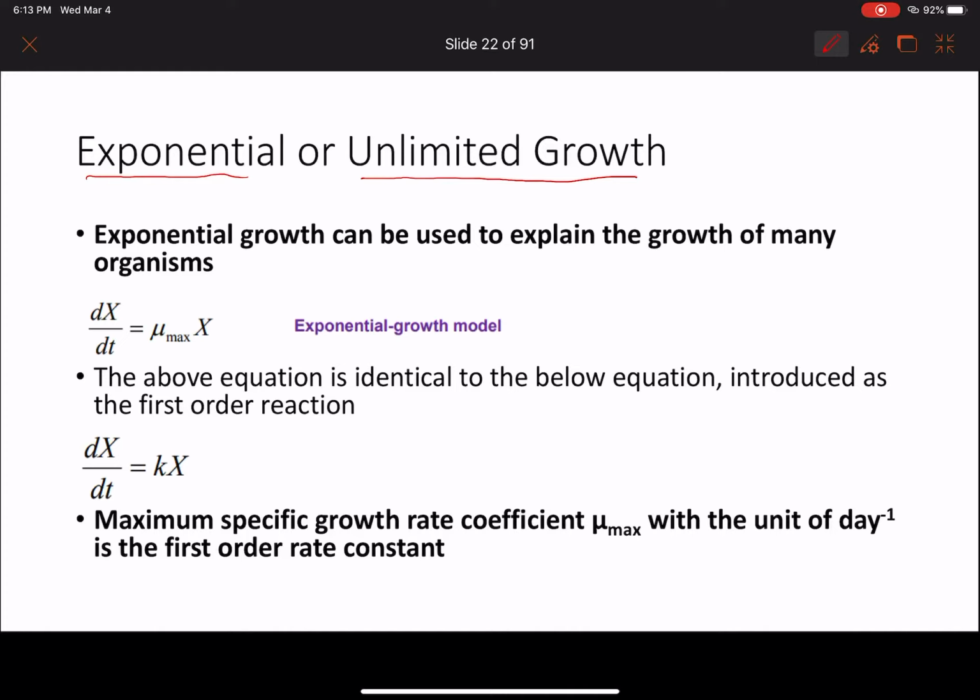many microorganisms. The change of X with time, X is biomass, is equal to mu max, the maximum growth rate, times X. This is equivalent to, remember this equation? dx over dt is equal to k. So k is equivalent to mu max. The maximum specific growth rate is the mu max. The unit for that is 1 over day, or day to the power minus 1. And this is, of course, the first order rate constant.